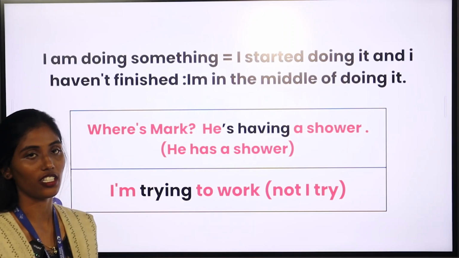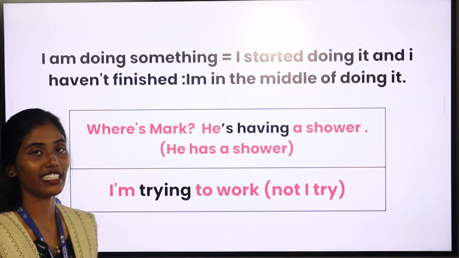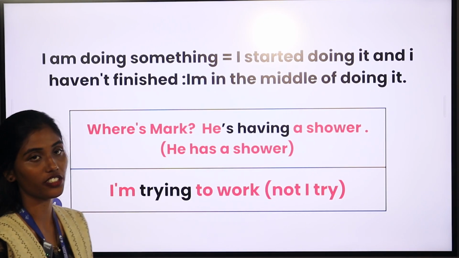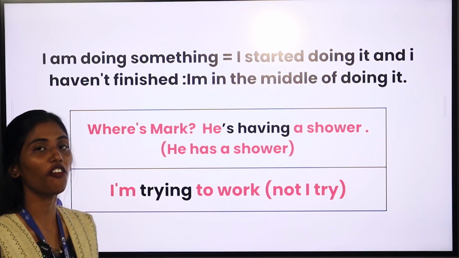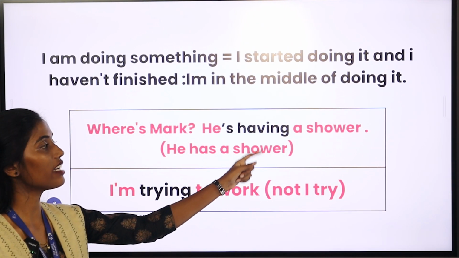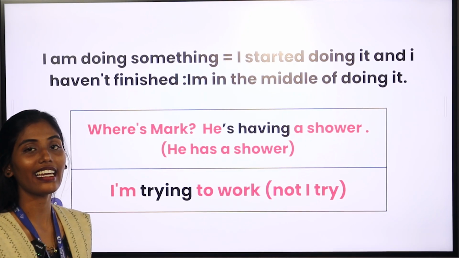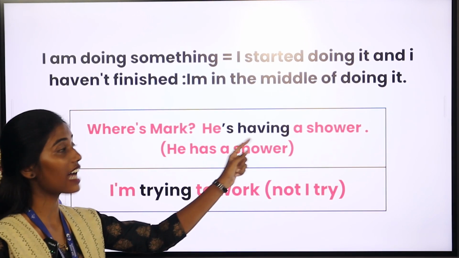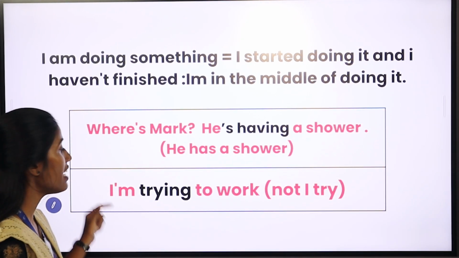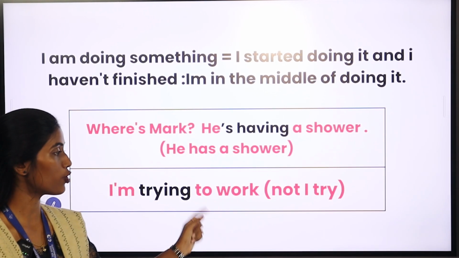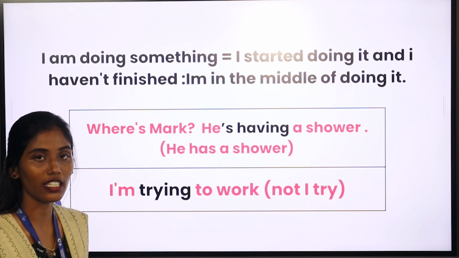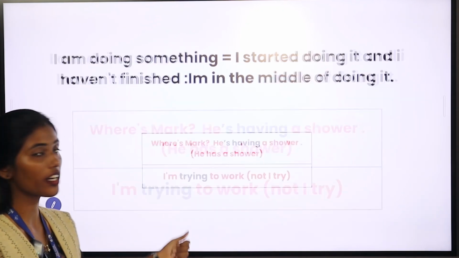It will include ing. So here we can see the scenario: I am doing something, I started doing it and I haven't finished. So we are in the middle of the process. So how can we use this present continuous tense? Let's see. Where is Mark? He is having a shower. You should not say he has a shower. You want to say he is having a shower. So ing is the present continuous. And next you can see, I am trying to work. You should not say I try. You want to say trying, which means you want to add ing. I am trying to work.